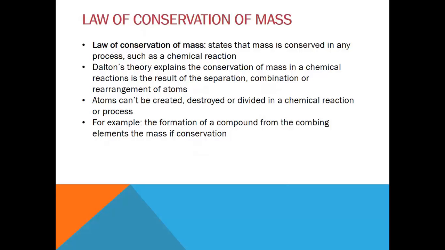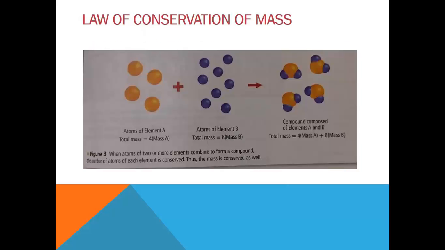Okay, let's look at this, going more in depth about the law of conservation of mass. We have this element A, and its total mass is 4. We're assuming that each of these blue things is 1 gram. Then we have atoms of element B, and this total mass is 4 of whatever that mass is. Let's say each is 2 grams.